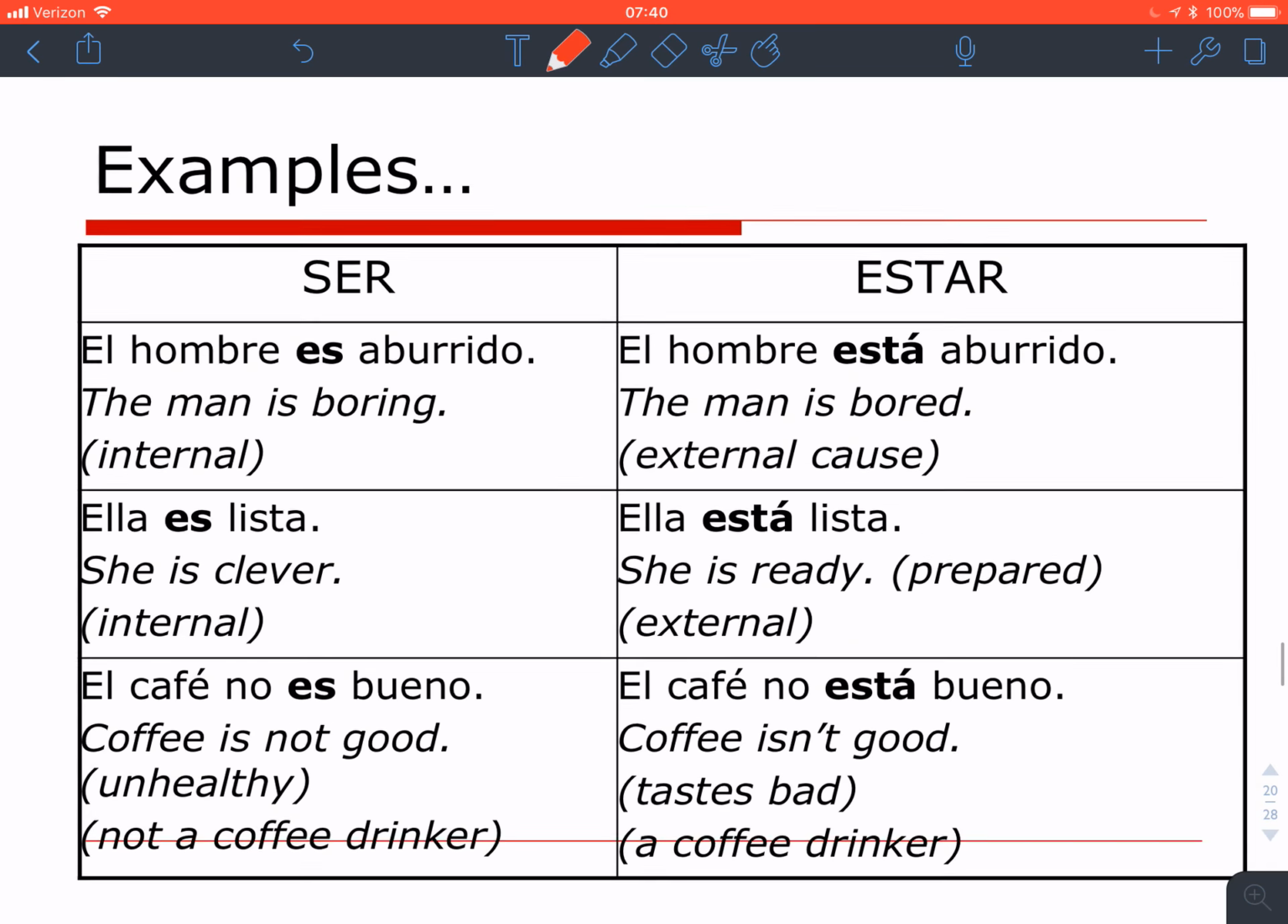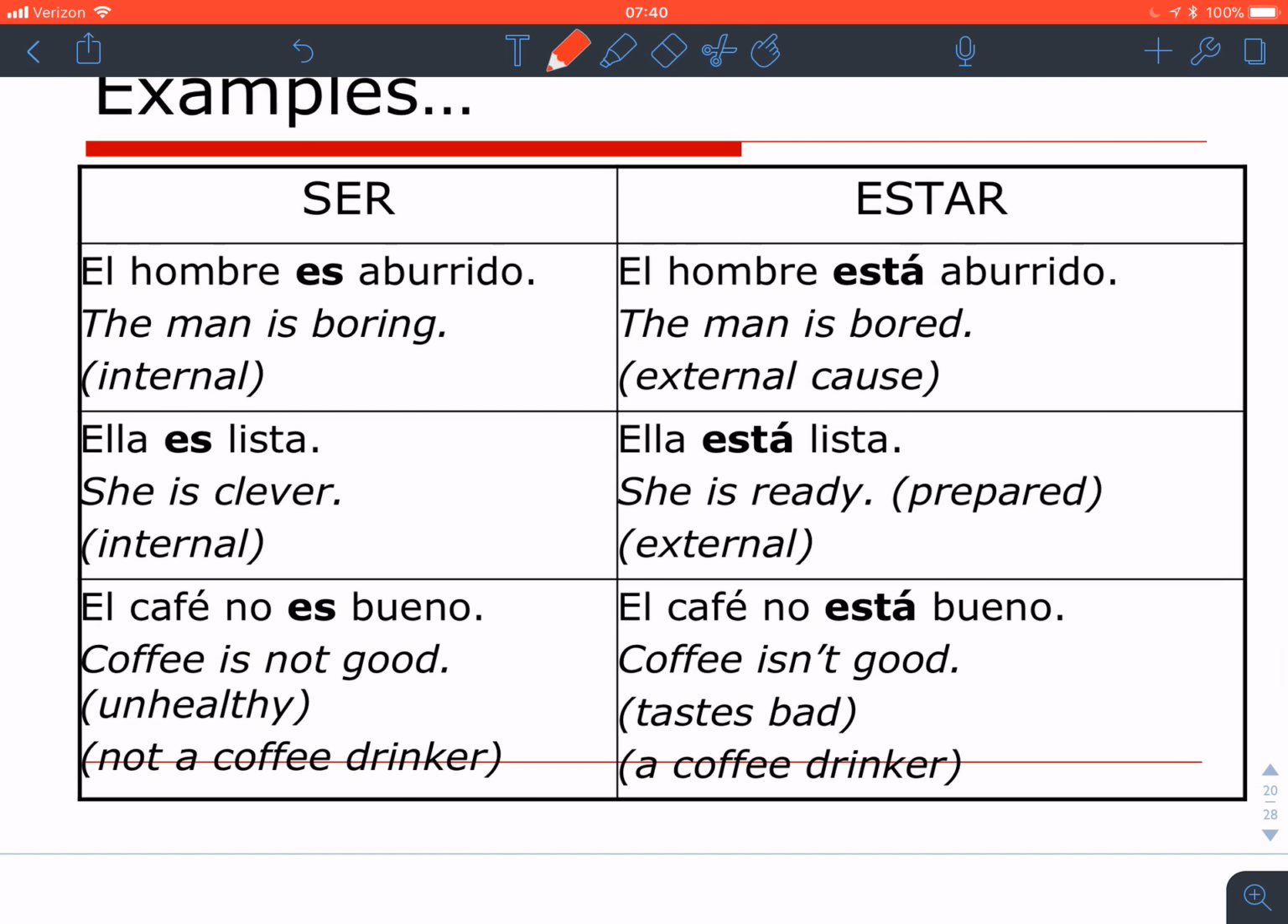So here we have some examples. You'll see that the sentence structure is pretty much the same from the ser column to the estar column. You have an article, noun, and adjective. So from these two columns, the articles, nouns, and adjectives are the same. The only difference is in the verb. And when you have a difference in the verb, the connotation changes.